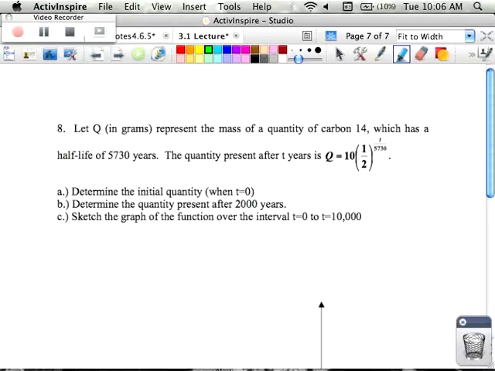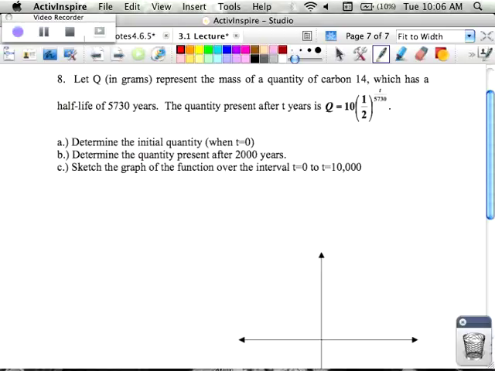Right. Half-life. Half-life means how much time does it take before half of my material is gone? So, A, we're going to look at and see how much material is in the beginning when the time is 0. In A, that means that I have 10 times 1/2 to the 0 over 5,730. What's 0 divided by 5,730? 0. That's right, 0.